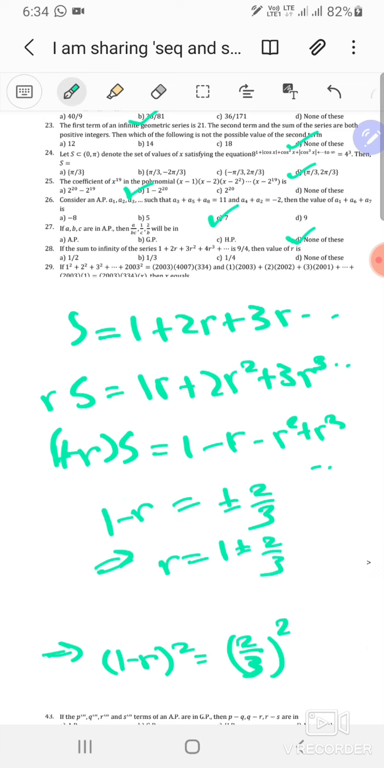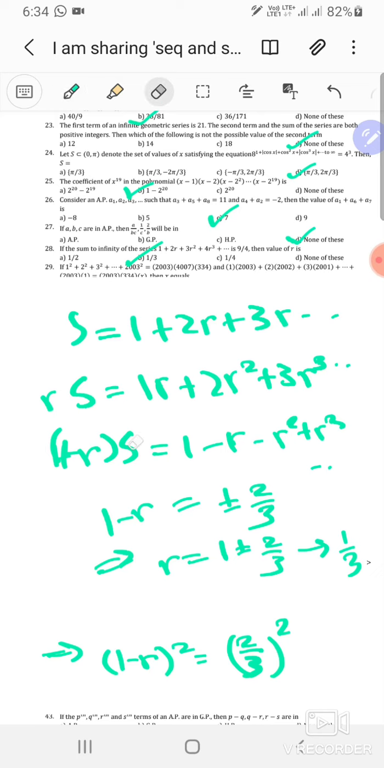But unfortunately, if it was 1 plus 2 by 3, that just wouldn't work. So we are left with 1 minus 2 by 3, which is minus 1 by 3. Sorry, just 1 by 3, positive 1 by 3 over there. So yeah, that's the value of r. By the way, in some scenarios you might have something which makes both choices possible, the plus and minus both of them, but it's not over here.